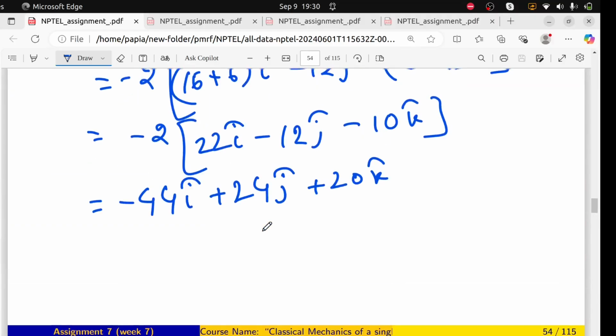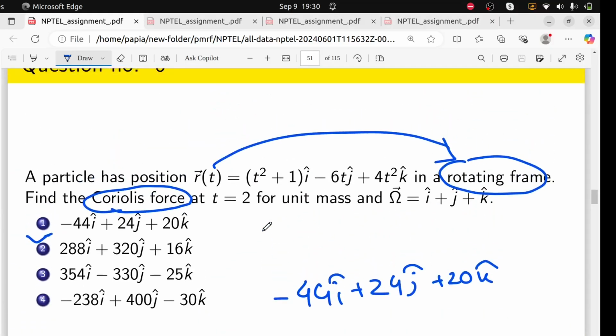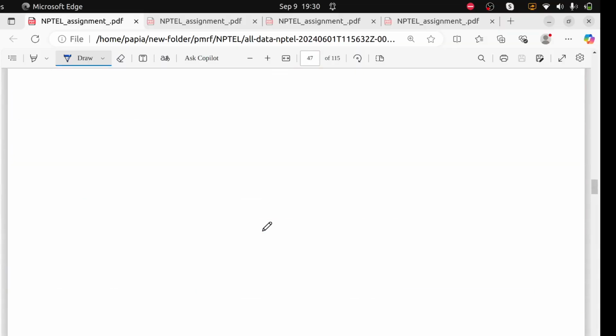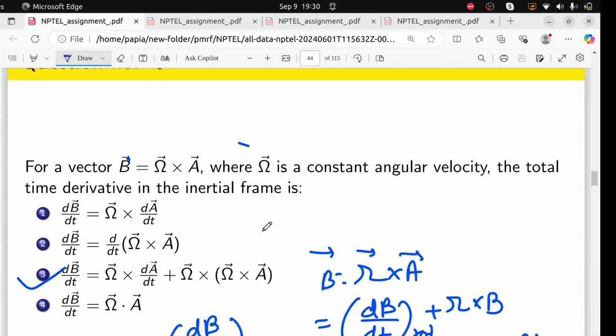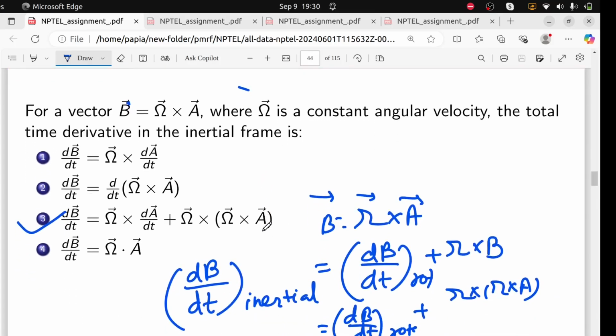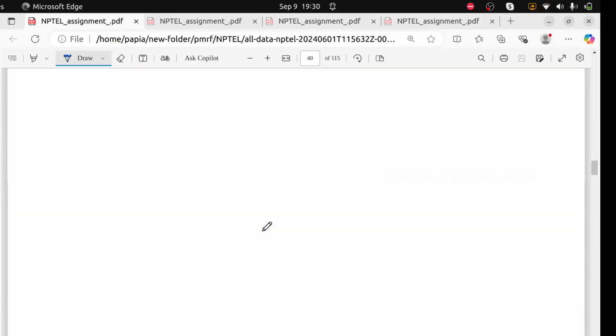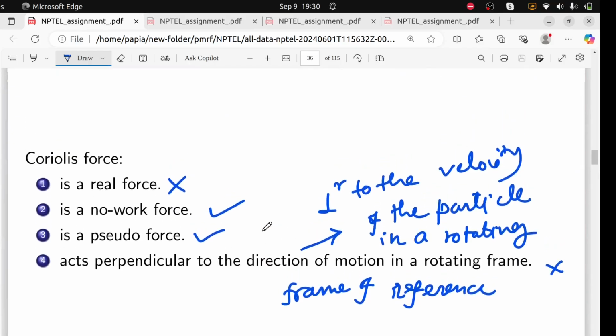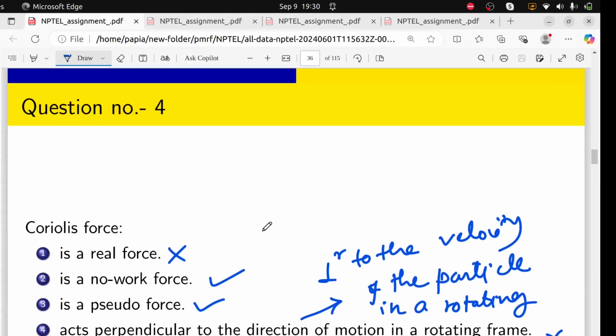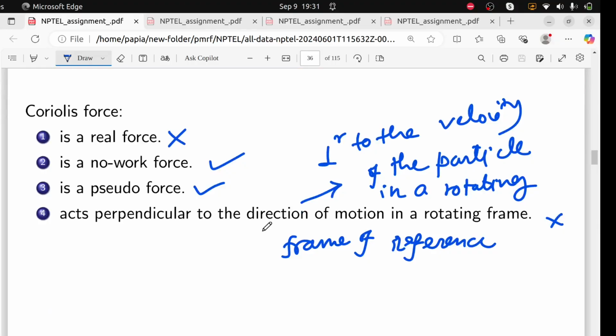Then Euler force. Then in the same question they are asking about the Coriolis force. Then there is another question where B is given, and what will be the total time derivative in the inertial frame, and there will be omega cross B, and omega cross B is omega cross A, so that means omega cross A will be there. And this one is there: what is the Coriolis force, which is a no-work force, a pseudo force, and acts perpendicular, not to the direction of motion, but perpendicular to the velocity vector of the particle.